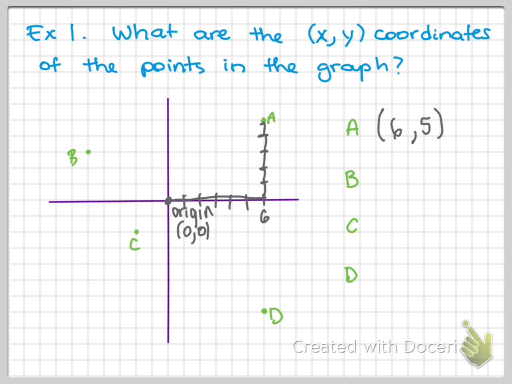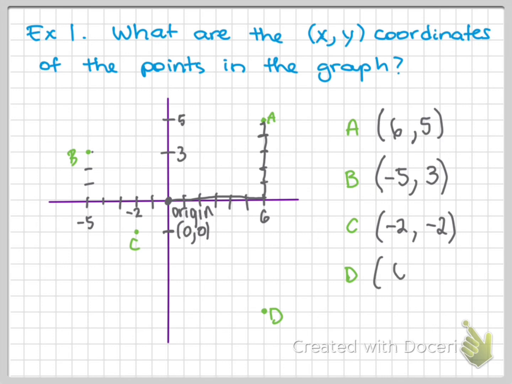Let's look at B. B is at -5 in the x coordinate. So we're going to write here first the -5. And then we go up 3 units. So we put the 3 there. Now C is -2 on the x coordinate and -2 on the y coordinate. Now D is 6 on the x coordinate and -7 on the y coordinate.